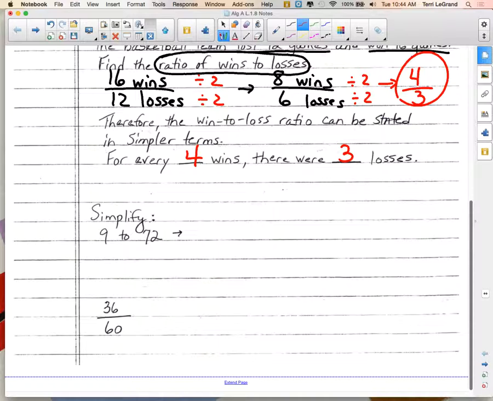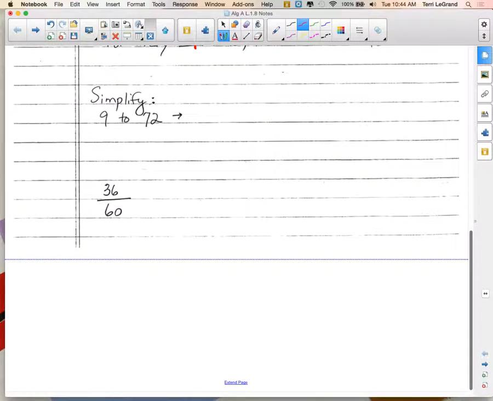Okay, let's just do some setting up of ratios and some simplification. Okay? 9 to 72. What would go upstairs? We're gonna compare 9 to 72. What goes upstairs? The 9 does. So we put 9 over 72. There's our ratio set up as a fraction.